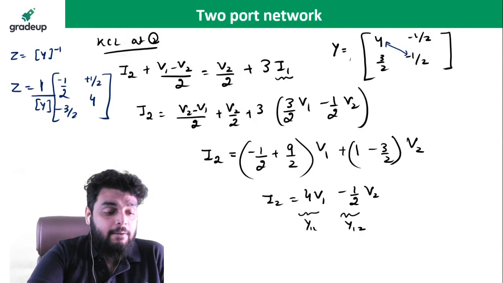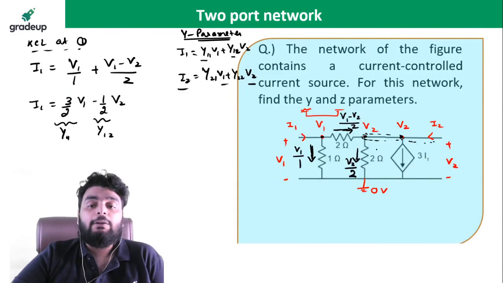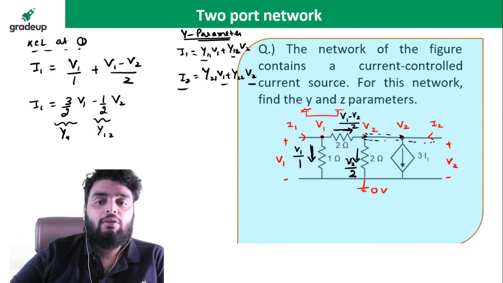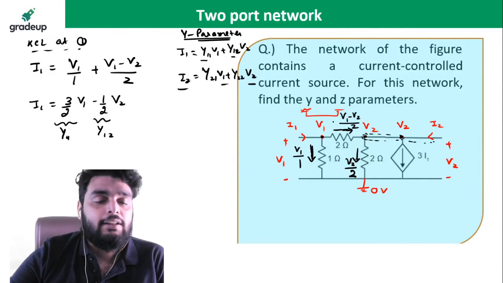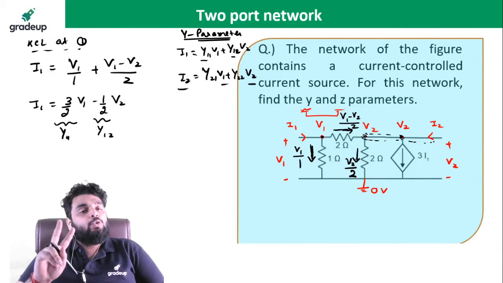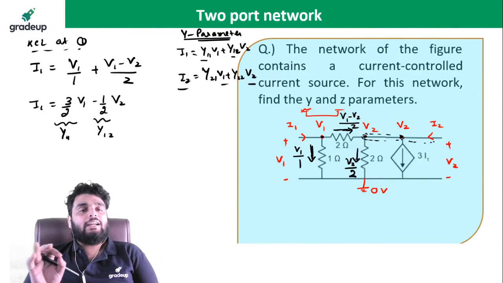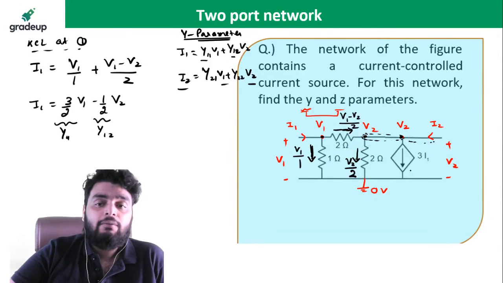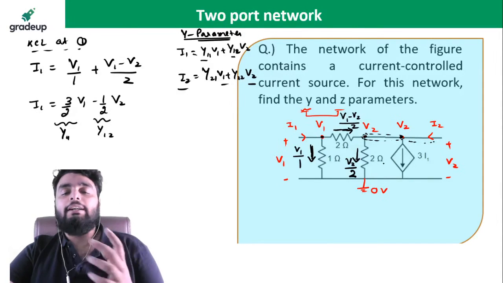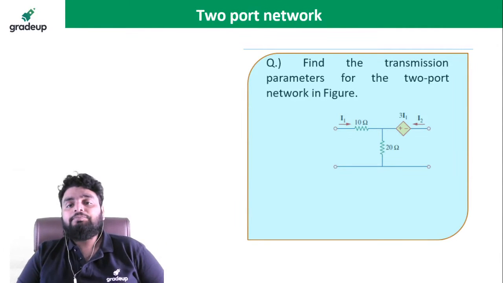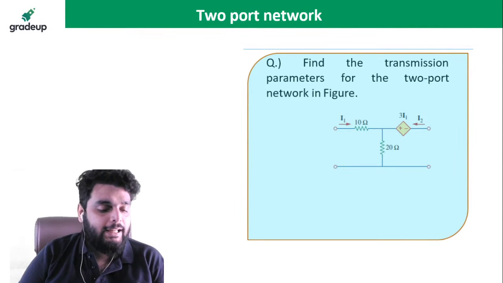So always remember, whenever they give you some network, you have to see which parameter is easier to find out. So I can see the Y parameter is easier to find out. Why? Because the whole network only contains 2 nodes. So it will be easier to write the KCL equation. But if you talk about the loops, we have 3 loops, and even one loop contains a current source. That's why KVL is difficult here. Right? Good.